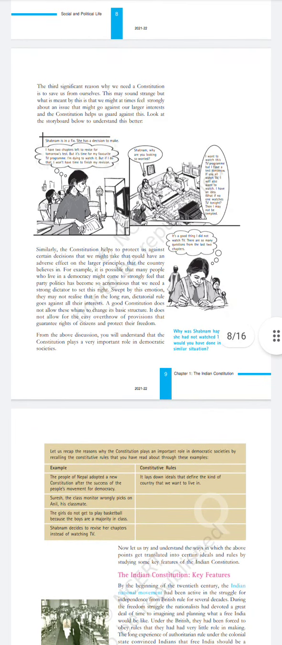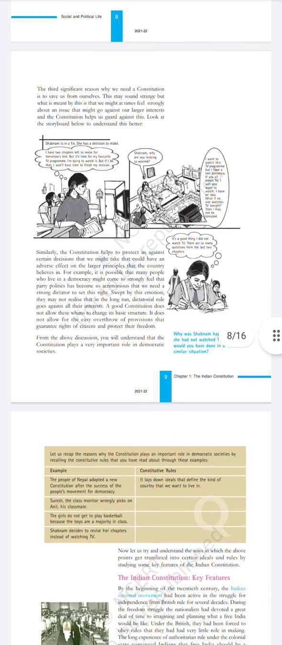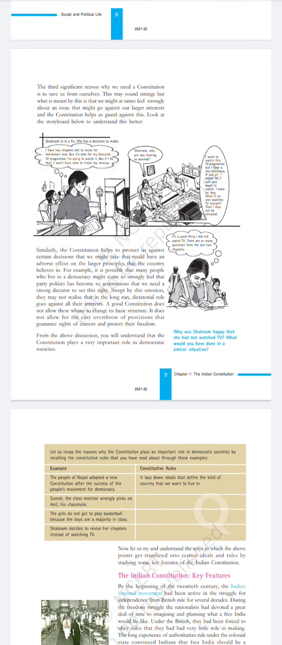The third significant reason why we need a constitution is to save us from ourselves. This may sound strange, but what is meant by this is that we might at times feel strongly about an issue that might go against our larger interests, and the constitution helps us guard against this. Look at the storyboard below to understand this better.